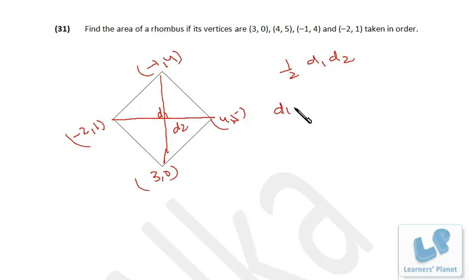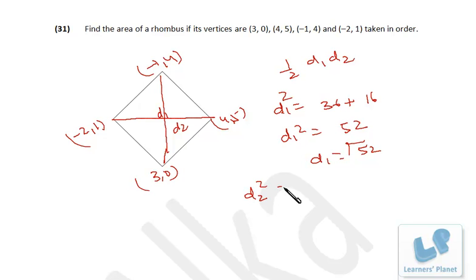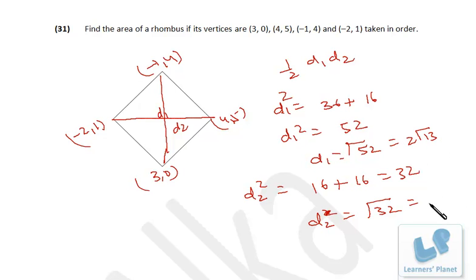So let's calculate d1. d1 square is equal to 4 plus 2 whole square plus 5 minus 1 whole square, that's 16. So d1 square is 52. So d1 is root 52. Similarly, d2 square is 3 plus 1, 4, 16 and this is 16. So that is 32. So d2 square is 32. So d2 is root 32. This we can say 2 root 13 and this we can say 4 root 2, right?